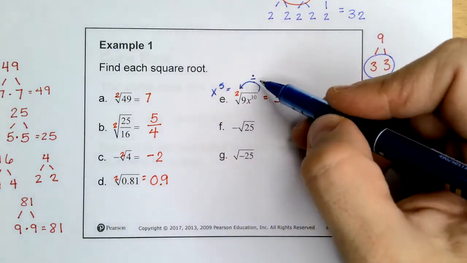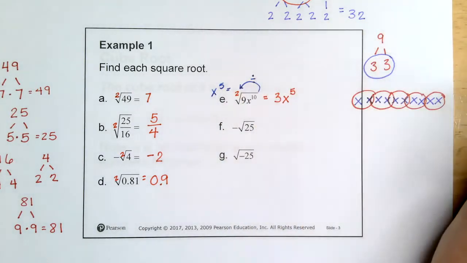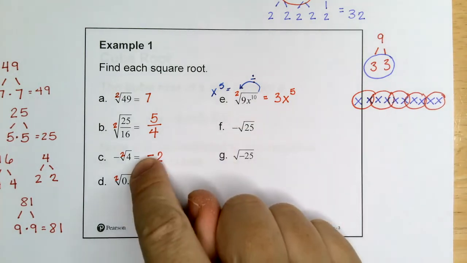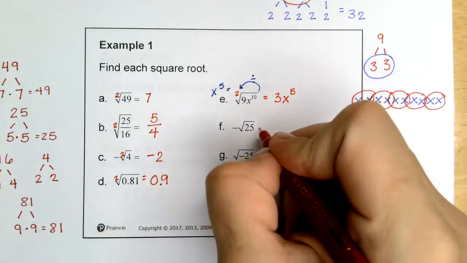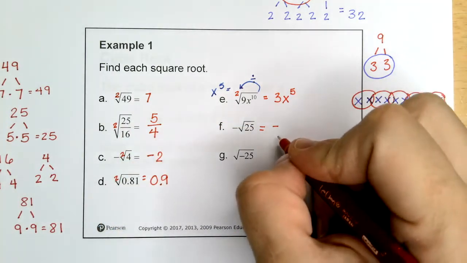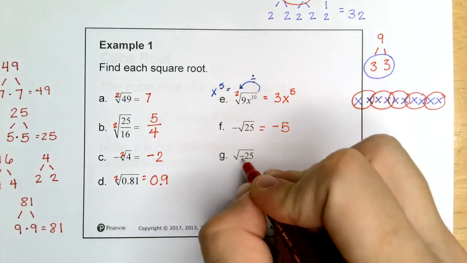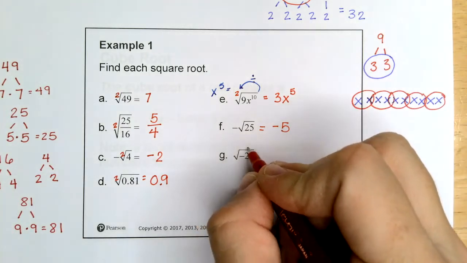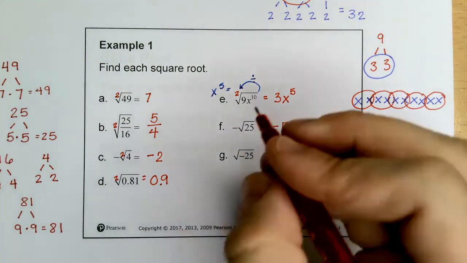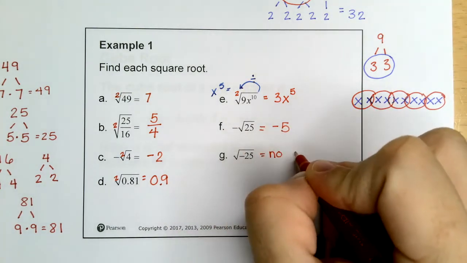Divide x to the 10th divided by 2 is x to the 10th. F looks a lot like C, right? We keep that negative out in front. I know the square root of 25 is 5, so I've done it. And then remember, we said if the negative is under the radical, it's no solution.